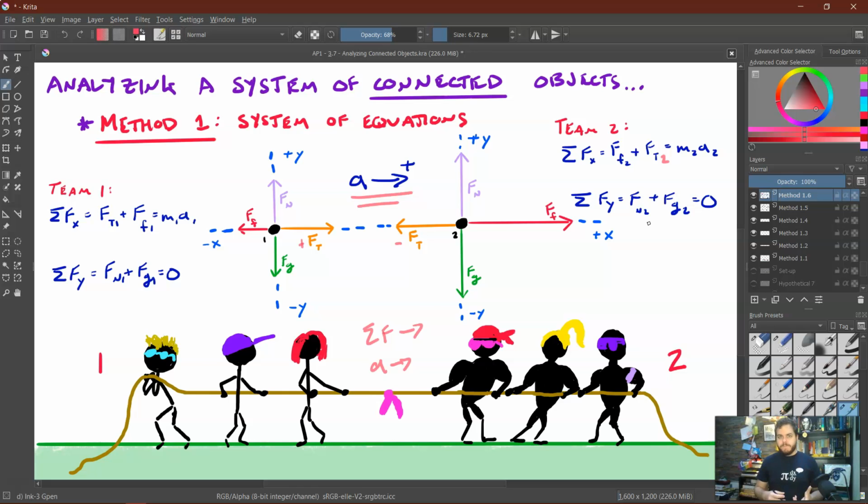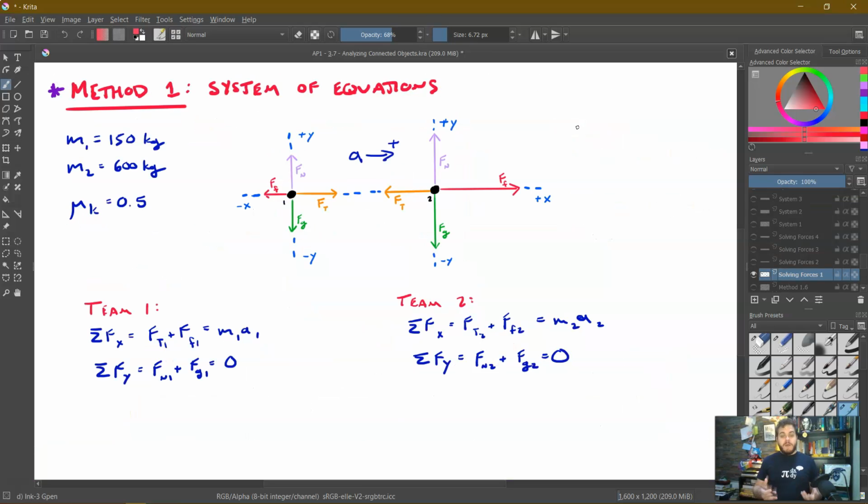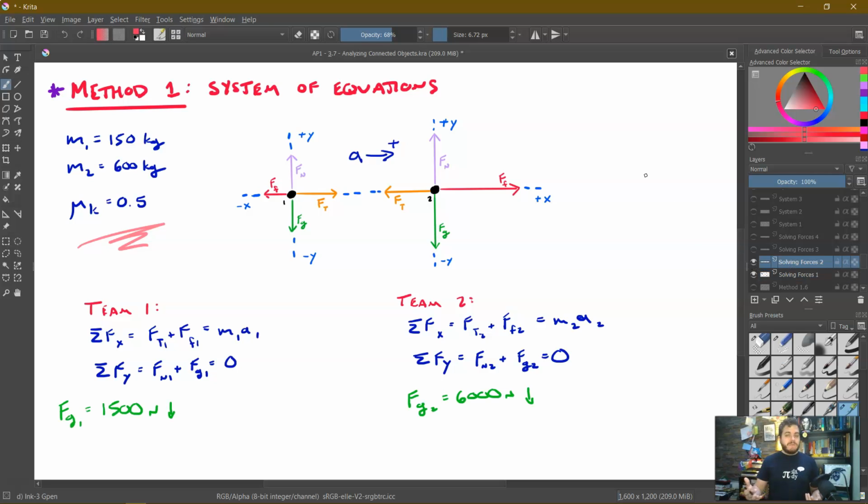So I've gone ahead right here and just redrawn the FBDs with the axes. I've gone ahead and written all the constants that were given to us in the problem, so the masses and the coefficient of friction, and I've rewritten the net force equation. So at this point, let's go ahead and solve for some forces that we definitely know. Well, first we can find the Fg for each team, because the Fg is just their mass times the acceleration due to gravity, which is 10 meters per second squared. So for Team 1, that's 1,500 newtons down, because they had a mass of 150 kilograms. For Team 2, that is 6,000 newtons down.